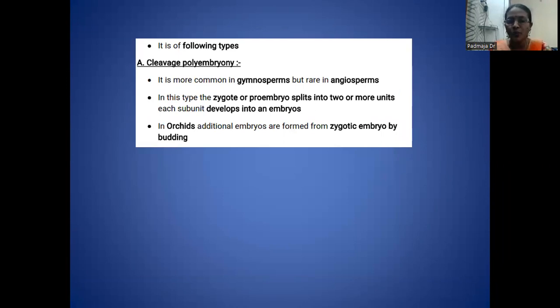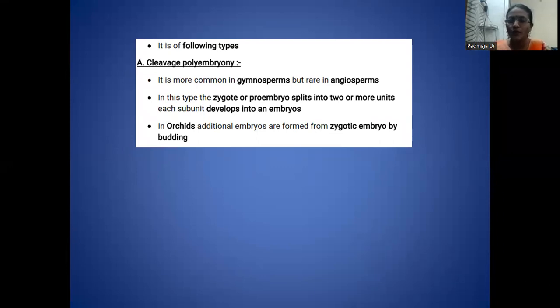They are cleavage polyembryony. Cleavage means the embryo is dividing. That is known as cleavage polyembryony. It is more common in gymnosperms but rare in angiosperms. In this type, the zygote or proembryo splits into more units or develops into embryos. That means the zygote or the embryo may divide and give rise to more than one embryo. It comes under true polyembryony, and since the embryo is dividing, it is called cleavage polyembryony.